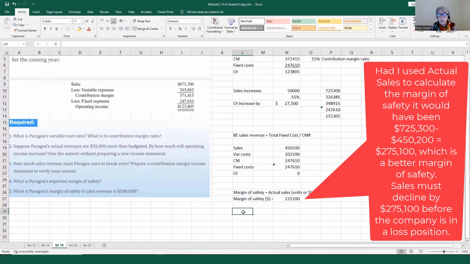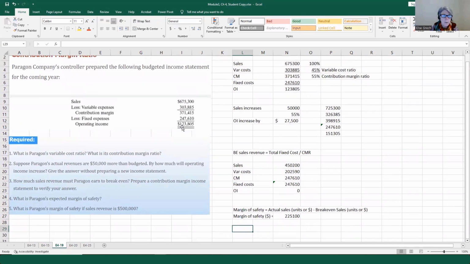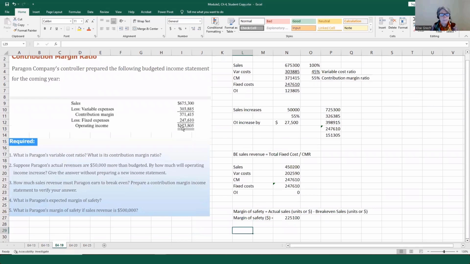We can also do the margin of safety in units, right? Do they tell us how many units they have sold? No, they don't tell us how many units they have sold, right? So we can't make any guesses about that because they haven't given us units. And then what is their margin of safety if sales revenue was $500,000?